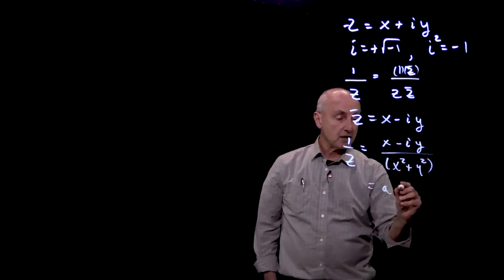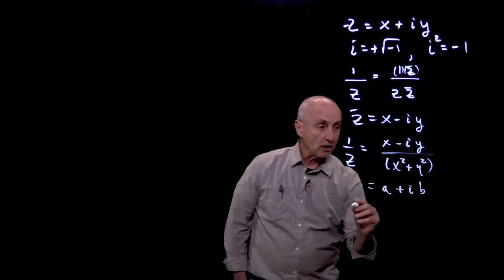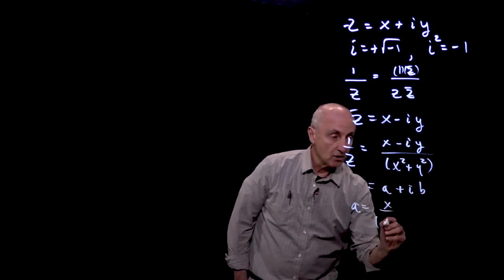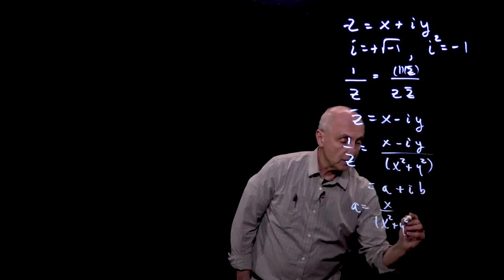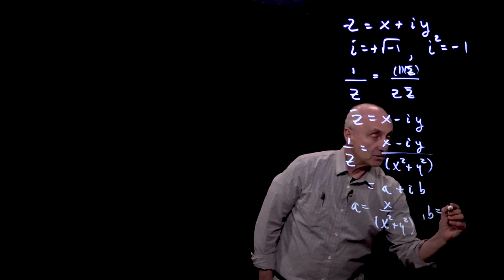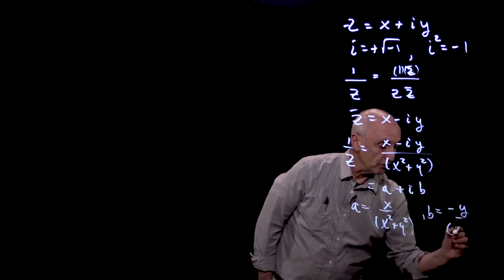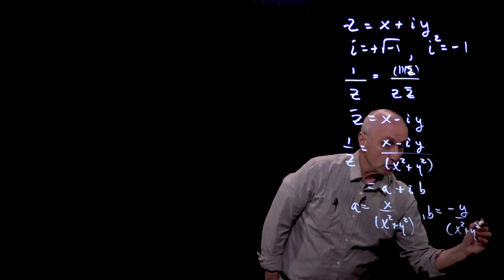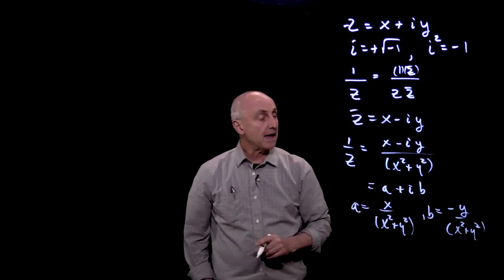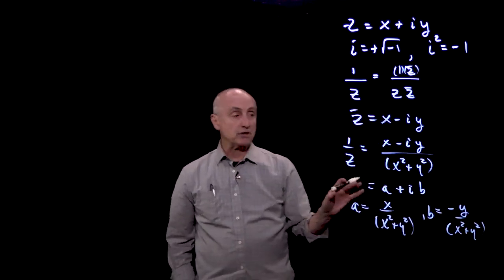This is equal to a plus ib, where a is x over x squared plus y squared, and b is minus y over x squared plus y squared. And that is our new complex number.